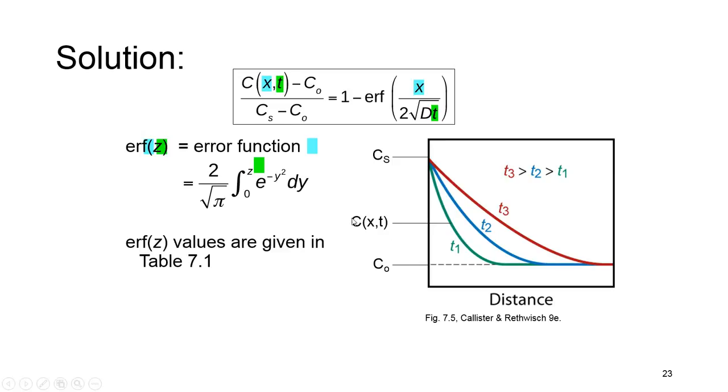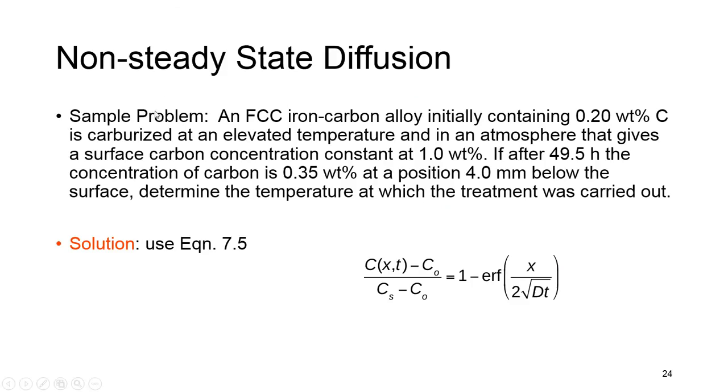As you can see, the concentration at position x and time t is a function of the pre-existing concentration, the surface concentration, of course time t, the position x, and the diffusion coefficient based on this relation. Bear in mind that this is the solution to Fick's second law for the condition of constant surface concentration, and of course for a semi-infinite solid. Now let's solve a sample problem regarding non-steady state diffusion and the equation that we just talked about, the solution to the Fick's second law equation.